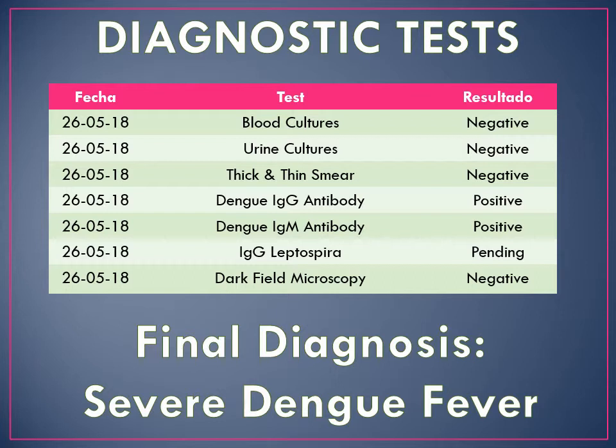reinfection. It is believed that infection with a second serotype, which you are not immune to, will induce a more severe disease because of immunological memory. Your immune system response will be increased the second time around, and this will contribute to more serious complications. He also had a dark field microscopy done, which was negative, and the IgG antibody for leptospira.